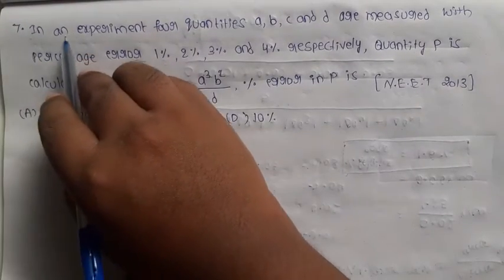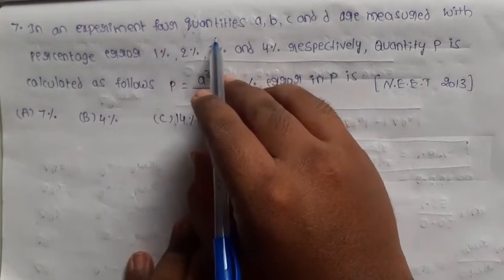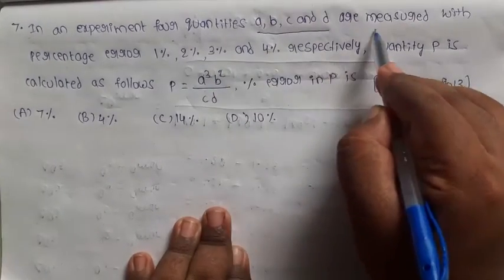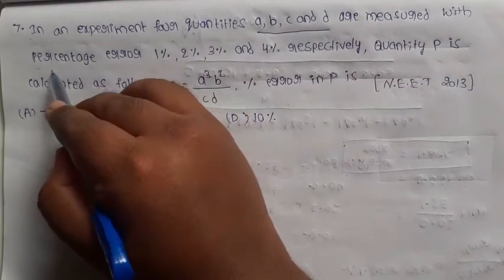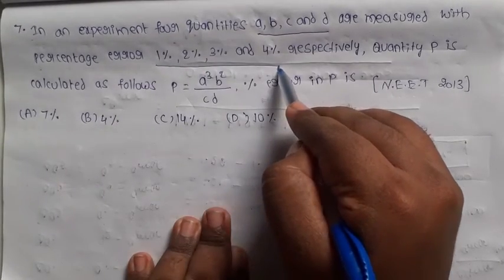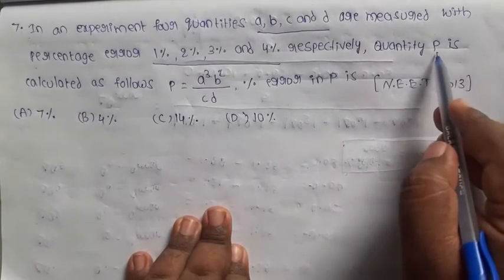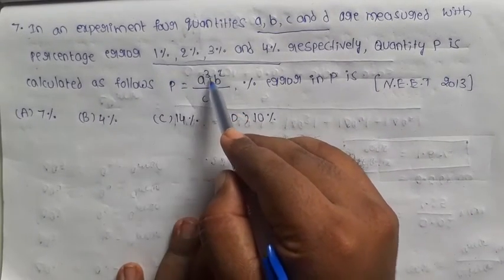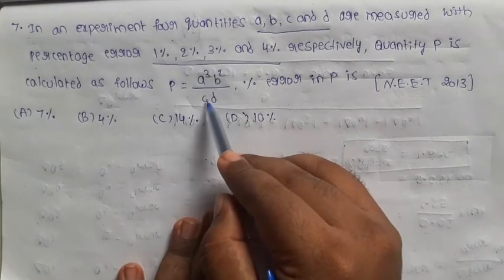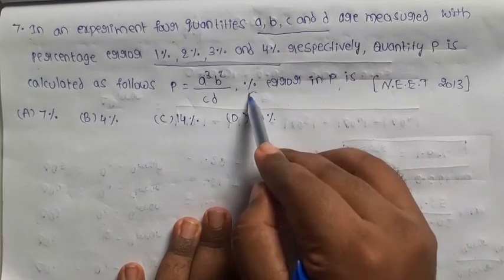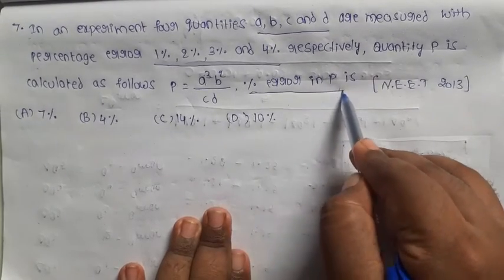Seventh question. In an experiment, 4 quantities A, B, C and D are measured with the percentage errors 1%, 2%, 3% and 4% respectively. Quantity P is calculated as follows: P equal to A cube B square by C into D. We have to find out the percentage error in P.